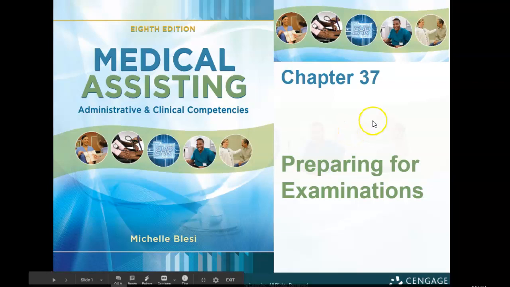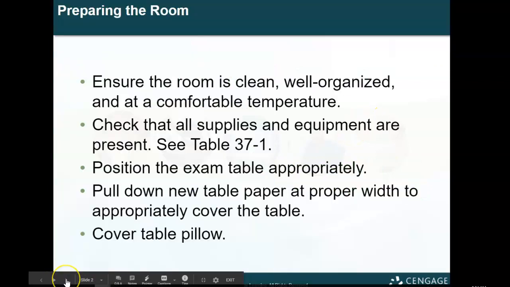Okay, chapter 37, preparing for examinations. So we talked about this yesterday, but I want to review. You're going to ensure the room is clean, well organized, and a comfortable temperature. Why are these three things important?